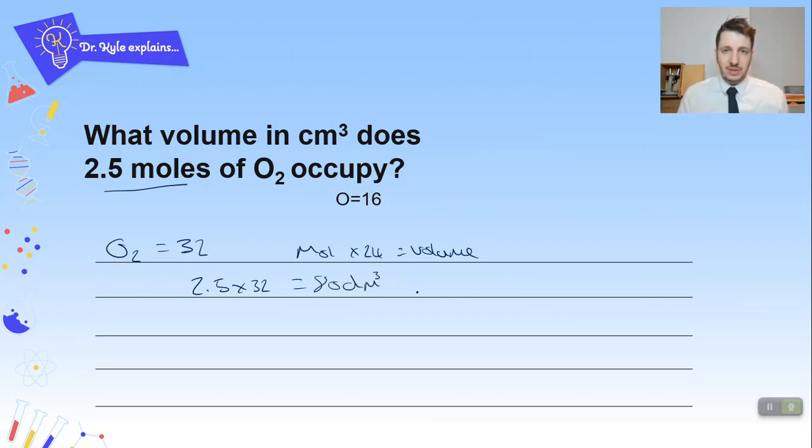And so what am I going to do? I'm going to then times that by 1,000 to get 80,000 centimeters cubed. Nice and easy. So again, all we've done is moles times 24 equals our volume, and then we've just converted it over to get it into centimeters cubed.